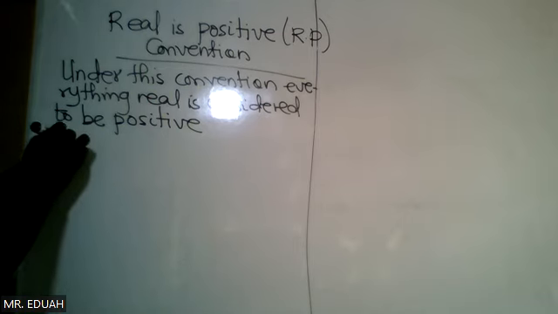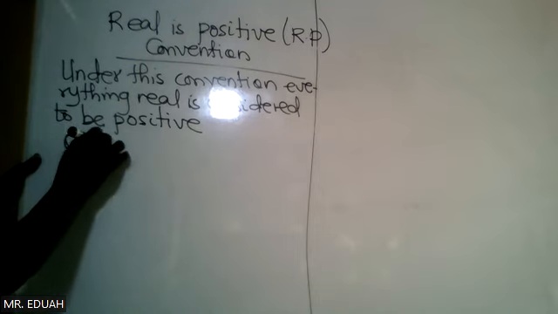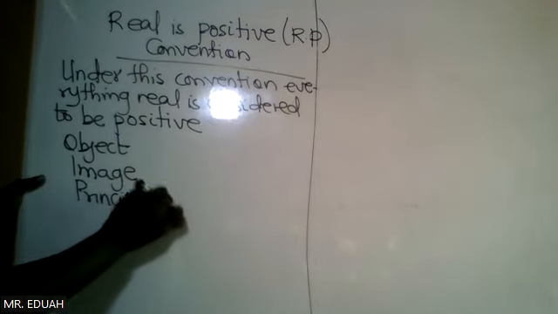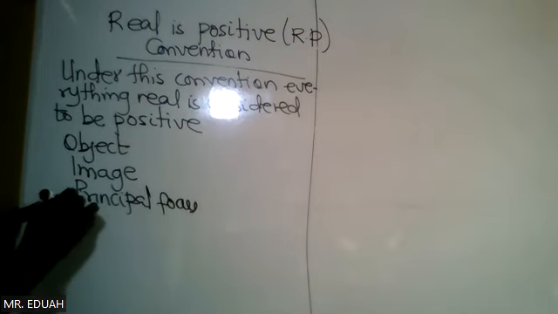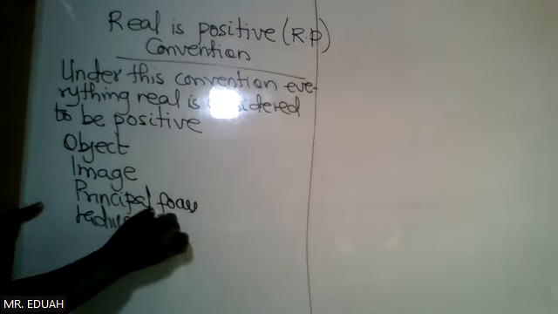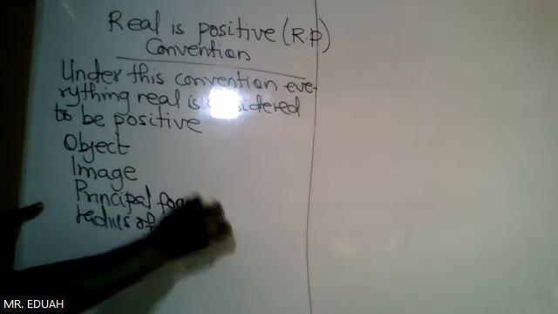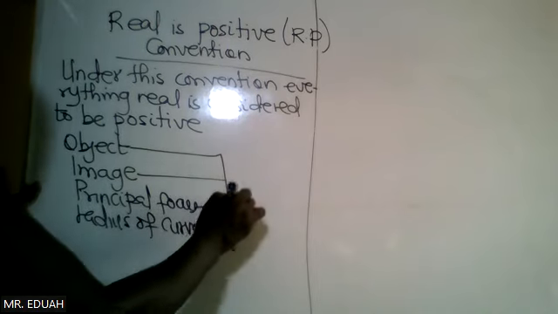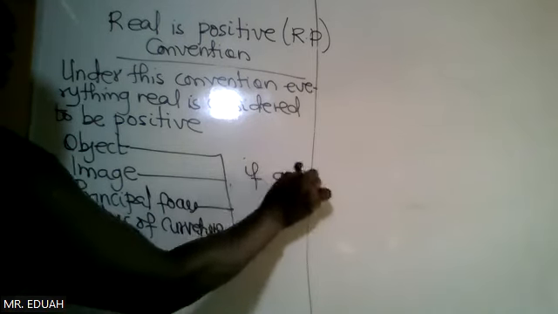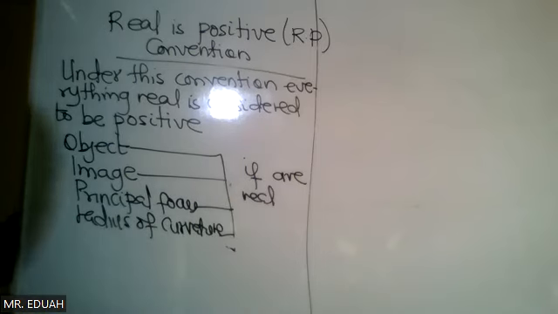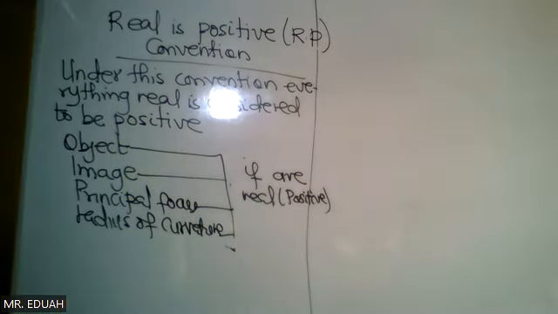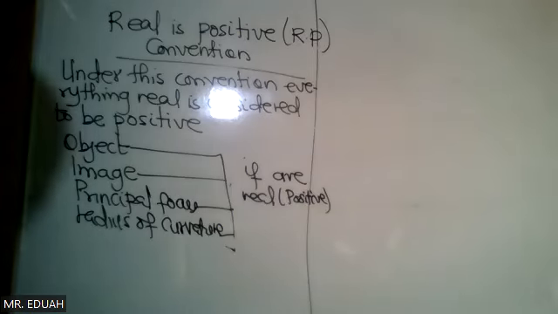So if real objects, image, principal focus, radius of curvature, if all these are real, then they are treated as positive. If they are virtual, they must be treated as negative.